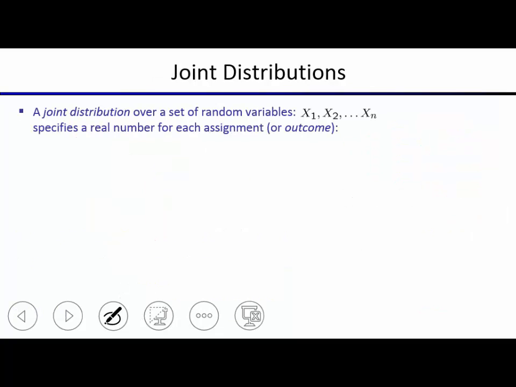What will be interesting to us is joint distributions, because that's how we'll be able to make inferences about one variable given information about other variables. So a joint distribution over a set of random variables specifies a real number for every possible full instantiation. So if we had n random variables, x1 through xn, this here is a probability of a full instantiation. The row below is a shorthand notation for the first row.